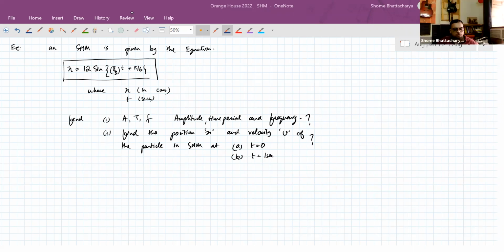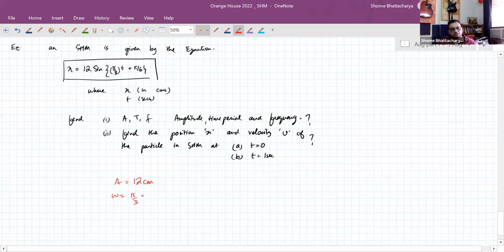Yes, very good, Varun. Your answers are correct for the first part. So amplitude you can directly see is 12 centimeters. Omega we can see is pi by 3 radians per second. Since omega is 2 pi upon time period, the time period is 6 seconds, right? And frequency therefore is 1 by 6 hertz.